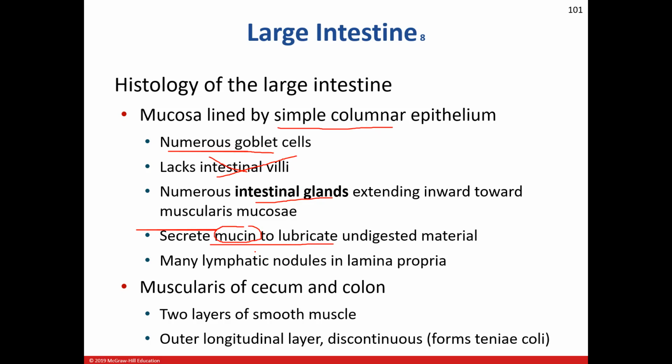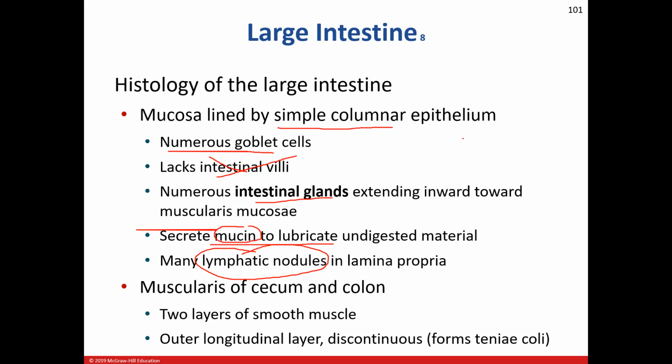And one of the other things we'll notice are our lymphatic nodules. We talked about this before when we were talking about lymphatic tissue. As you know, lymphatic tissue is present to initiate the immune response. All throughout our digestive tract we have much lymphatic tissue to combat any pathogens that might be encountered along the digestive tract. So we'll see these lymphatic nodules interspersed throughout the tissue, inside of the lamina propria.